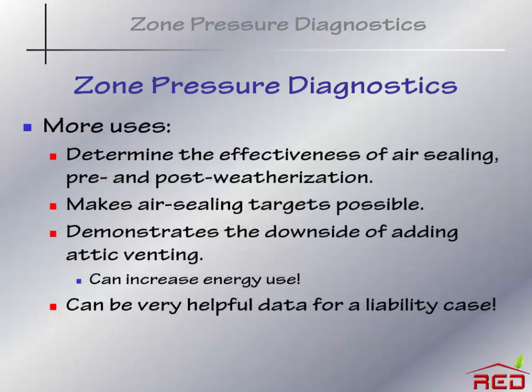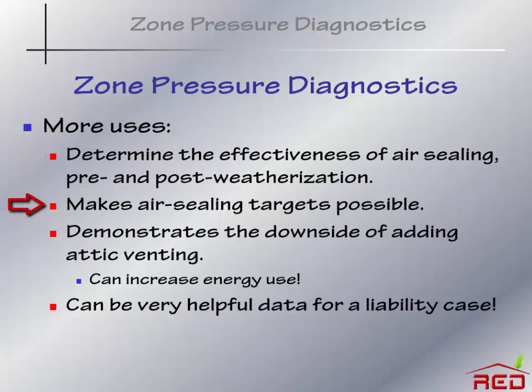Four more uses of zone pressure diagnostics are on this slide. First of all, as I've already hinted at on the previous slide, we can determine the effectiveness of air sealing pre and post weatherization. For example, the attic I mentioned, or pre and post air sealing to a common wall between an attached garage and a kitchen, or pre and post air sealing of a crawl space ceiling to make sure we keep bad air out.